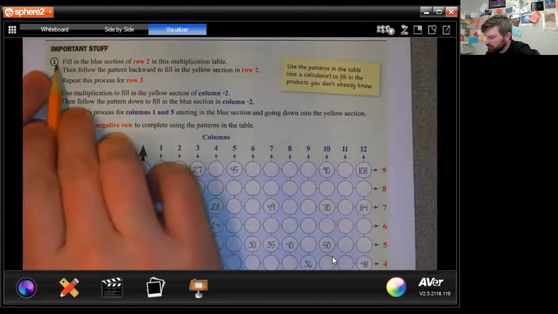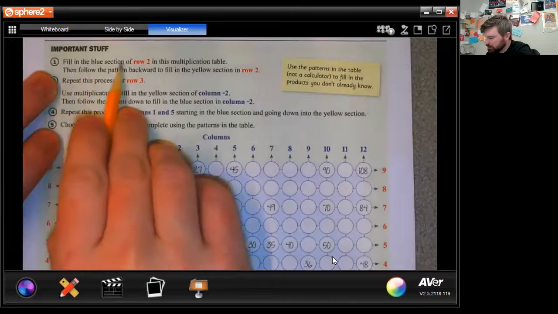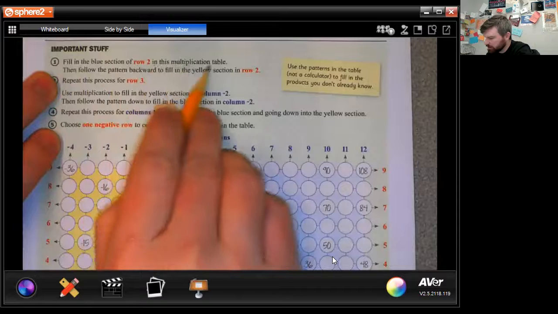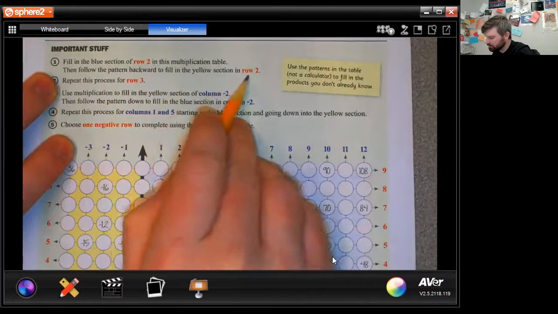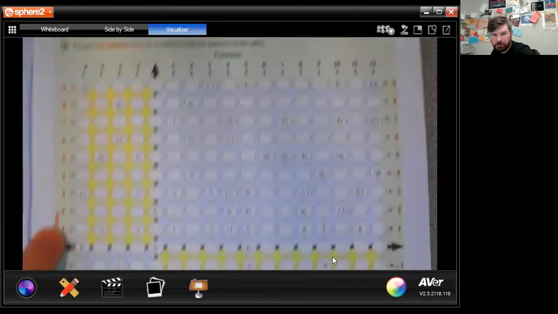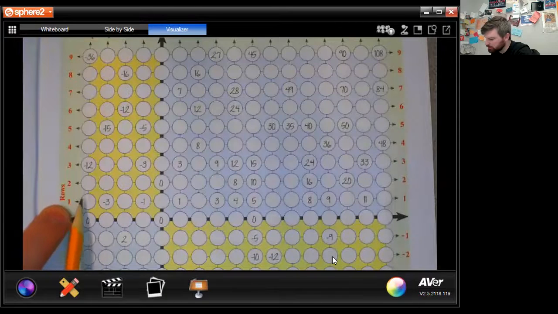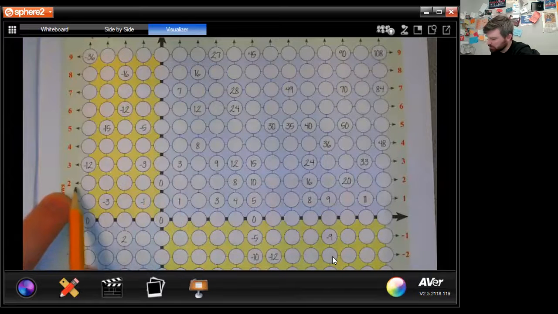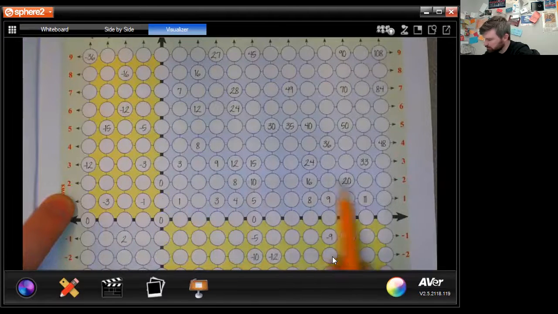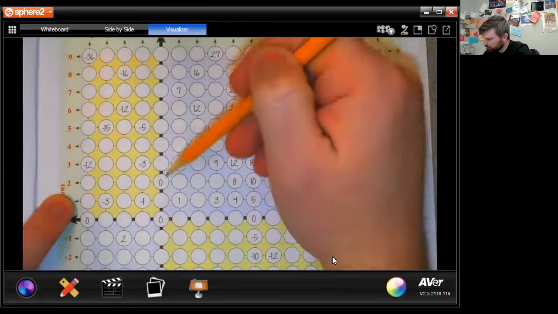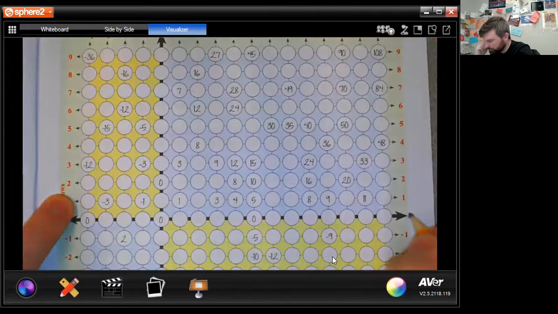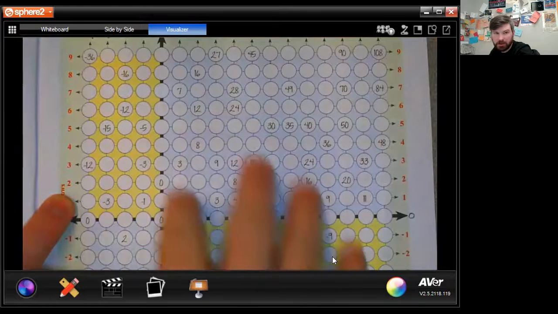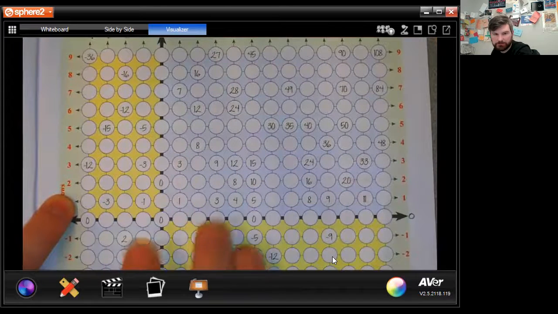So step 1 here: fill in the blue section of row 2 in this multiplication table. Then follow the pattern backward to fill in the yellow section of row 2. So here are my rows. Here's row 2. We're going to do this blue section, and it's multiplication. This row is multiplying by 2, and then whatever the column is. This column here is 0, and this row here is 0. It's kind of like the coordinate grid, or the coordinate plane.